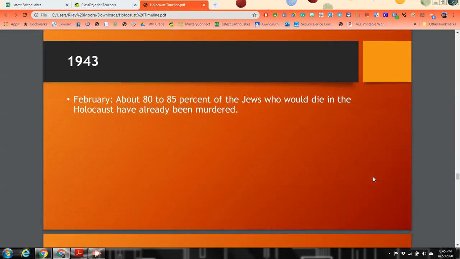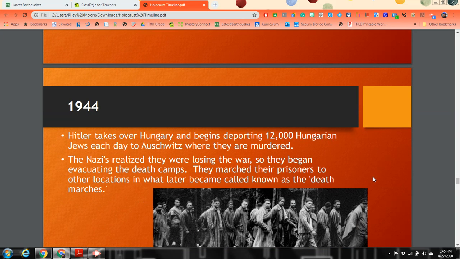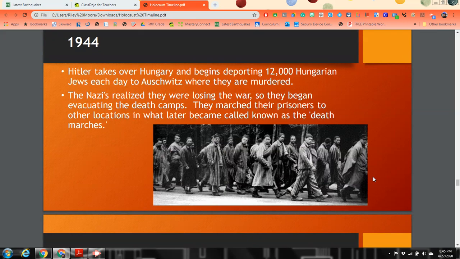Now in 1943, about four years into the war, about 80 to 85% of the Jews who would die in the Holocaust had already been murdered. So from 1943 to 1945, when it officially ended, this was a time period where not many Jewish people were being killed. Now, in 1944, Hitler takes over Hungary and begins deporting 12,000 Hungarian Jews each day to Auschwitz, where they were murdered.